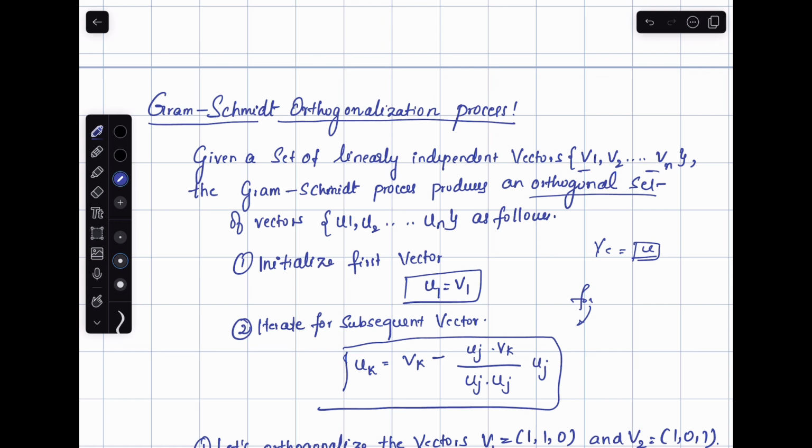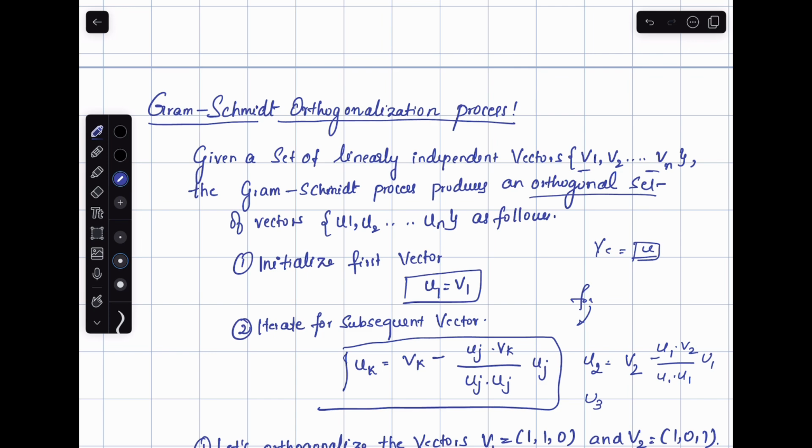The second formula will be slightly trickier. You might find it a little bit difficult, so let me dissect it. Suppose I take it as u2. Let me substitute 2 instead of k. So u2 is equal to vk, that is v2, minus. We have only one vector in the orthogonal set so far, which is u1. So it should be u1 into v2 divided by u1 into u1, and this goes on. This is never ending.